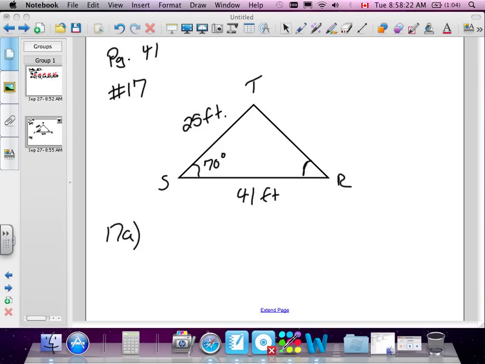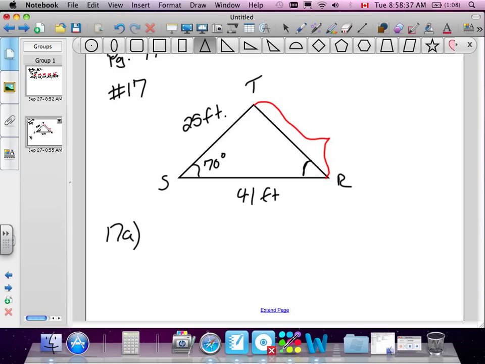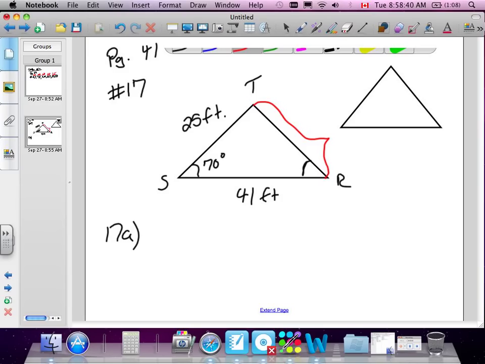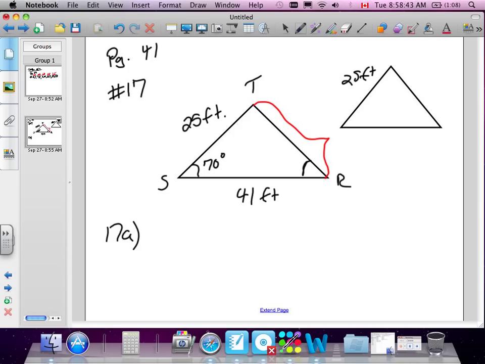Okay, question 17A asks us to solve for length TR, so I mean the length of this side here. Now remember I said we're used to renaming the triangles so that it fits into our formula. So I'm going to quickly just redraw it over here, but instead of STR, I'm just going to rename the triangle.